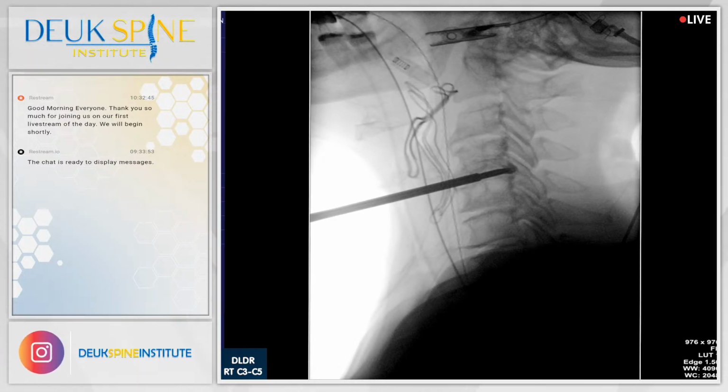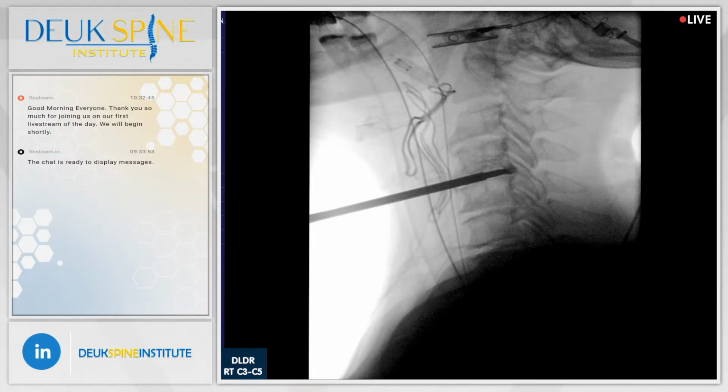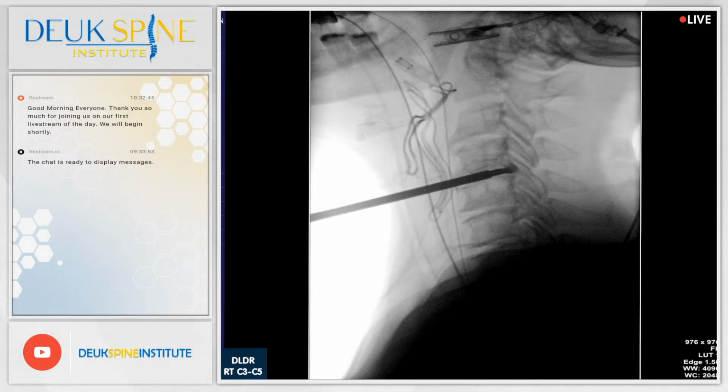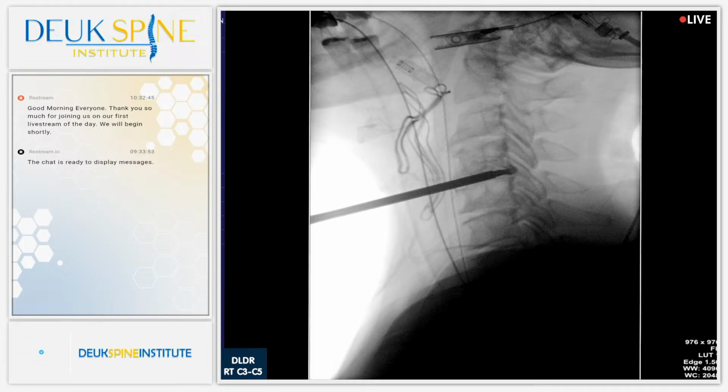Now some people think it looks like the whole disc is gone, but it's not. Actually, we're just moving through the disc. And if you look at the AP view, you realize how little of the disc we're actually occupying. It just looks like a lot on the side view.